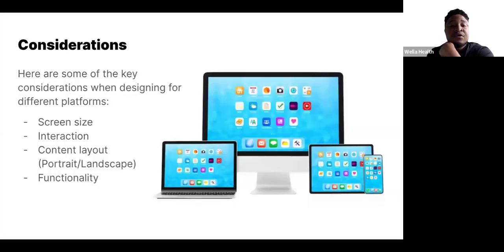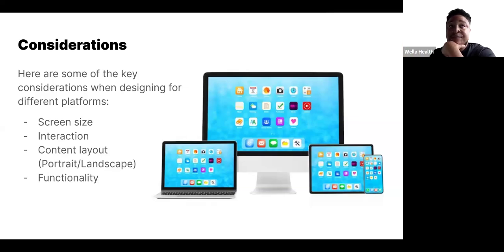Now, when designing for different platforms, there are things you have to consider, right? You have to consider the screen size, of course. You have to consider interaction, basically the way the users interact with it, right? The way I'm interacting with my laptop now is not the way I would interact with my phone. And the way I interact with my phone is not how I interact with my smartwatch, and is also not how I interact with my Alexa. So with different devices, users interact with them differently. Then you have to consider the content layout.